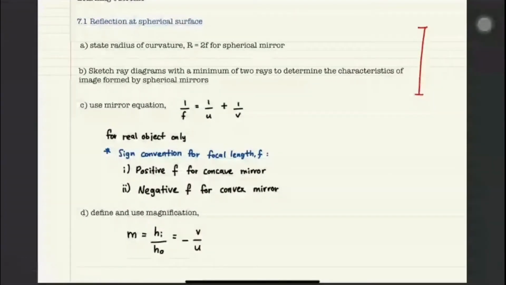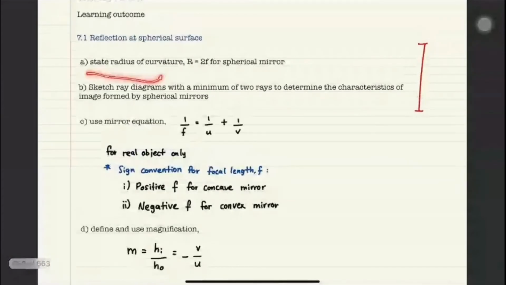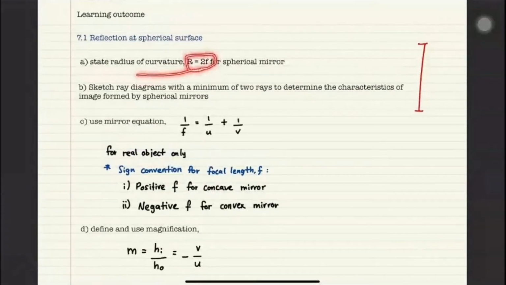Learning outcomes. Number A is that you have to state radius of curvature R equals 2F for spherical mirror. Sketch ray diagram with a minimum of 2 rays to determine the characteristic of image formed by a spherical mirror. Afterwards, you will learn how to use these two equations. I left out the equation for the next lesson, so tomorrow. For today, we'll focus on these two, which is to state R equals 2F, and to sketch the ray diagrams.